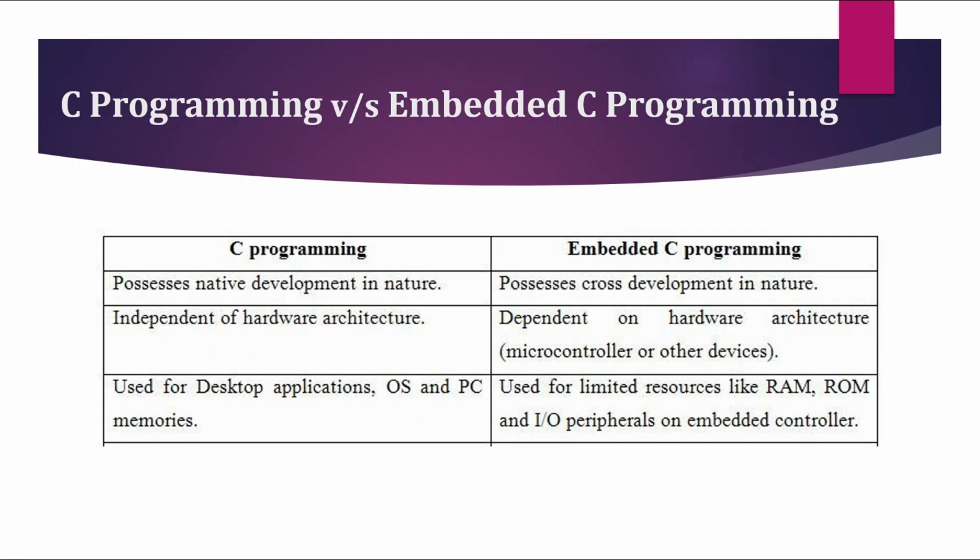So here we have a comparison between C programming and embedded C programming. C programming possesses native development in nature, while embedded C programming possesses cross development in nature. C programming is independent of hardware architecture, but embedded C programming is dependent on hardware architecture, that is microcontroller or any other devices. C programming is used for desktop applications, operating systems and PC memories, while embedded C programs are used specifically for limited resources like RAM, ROM, and IO peripherals on embedded controllers.